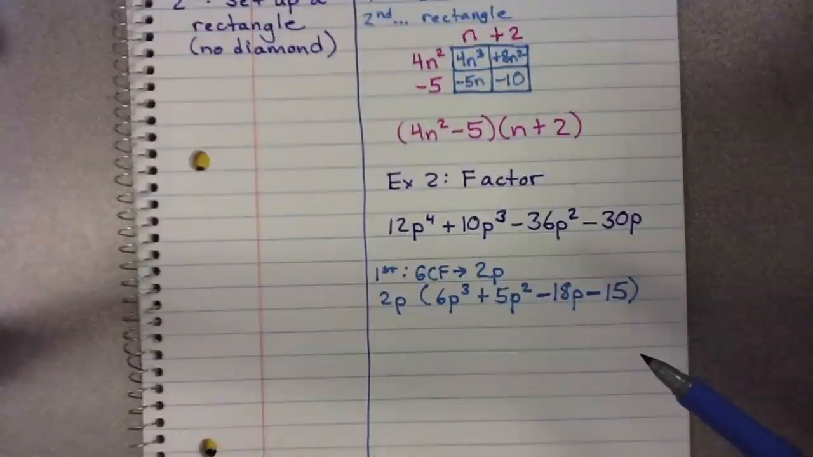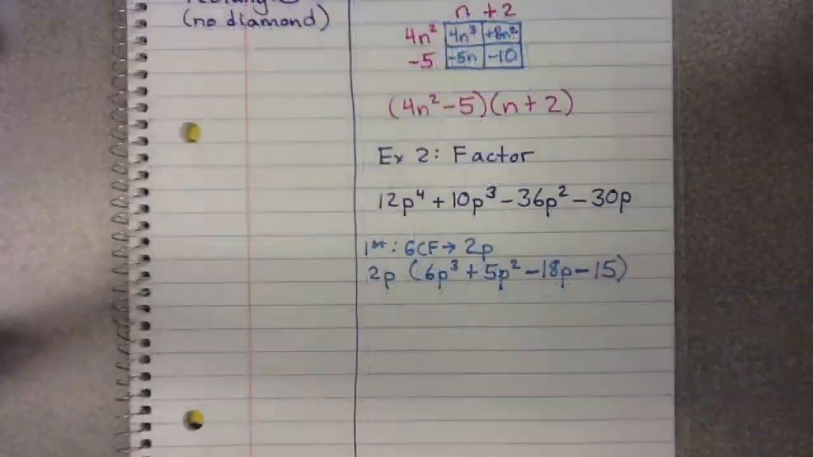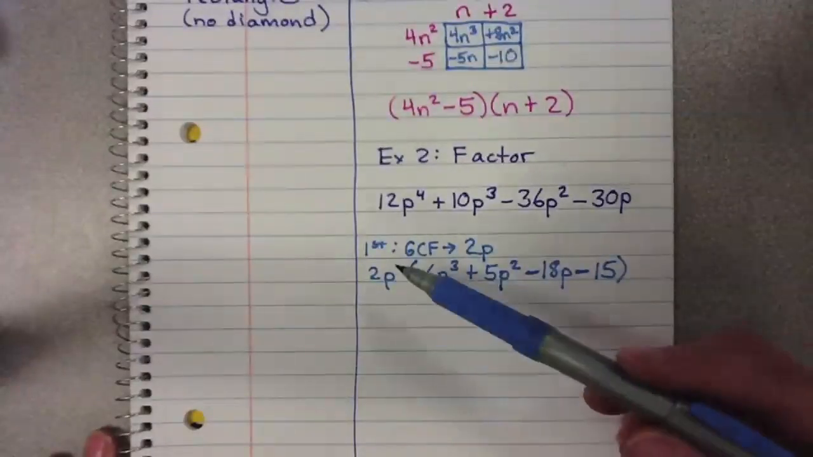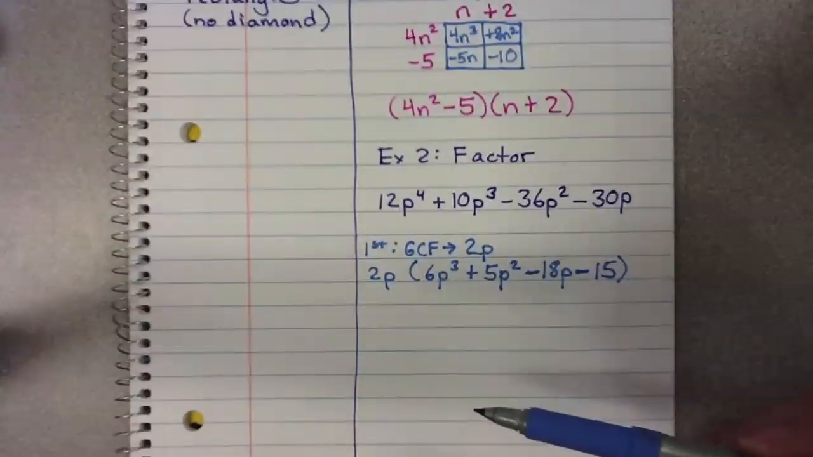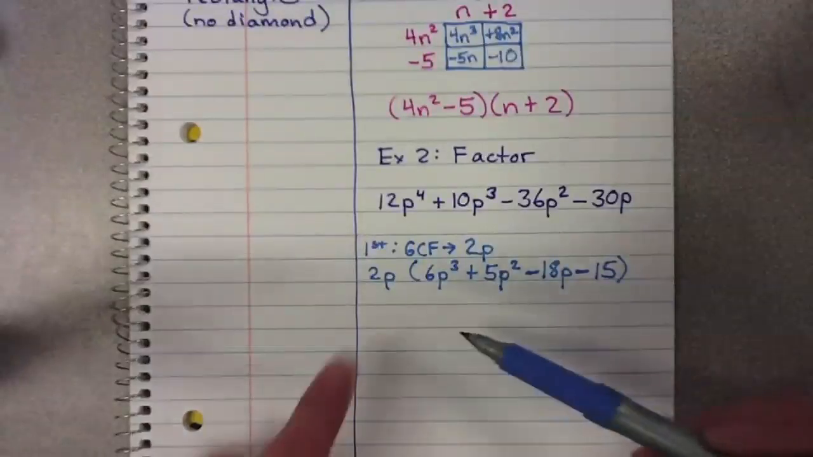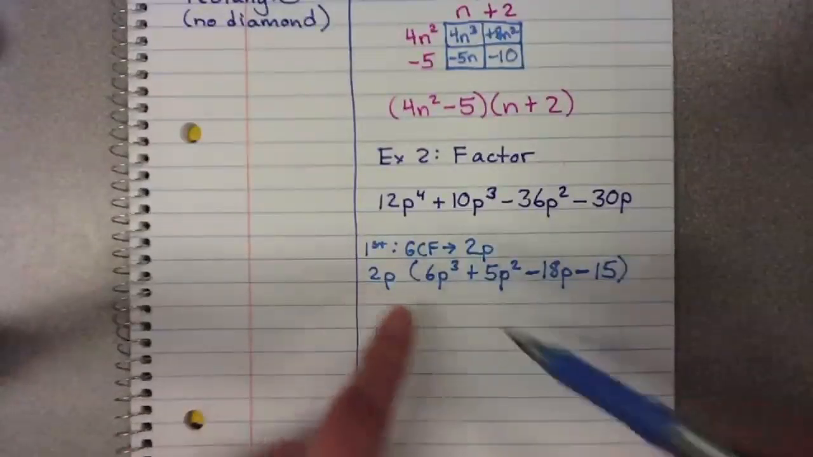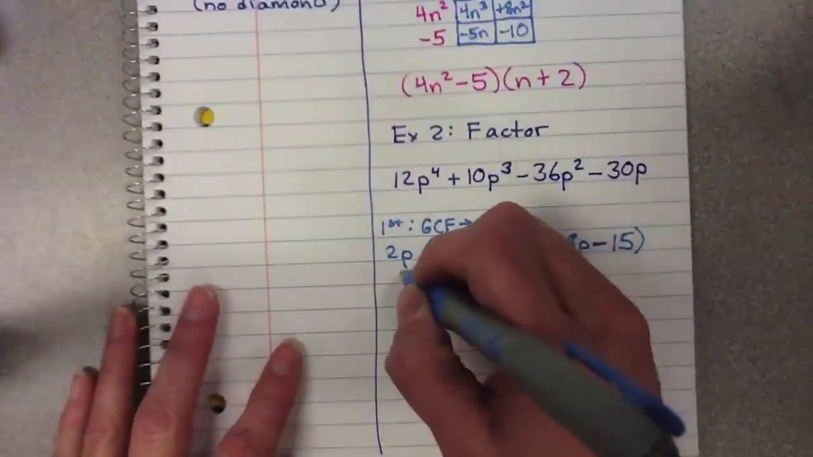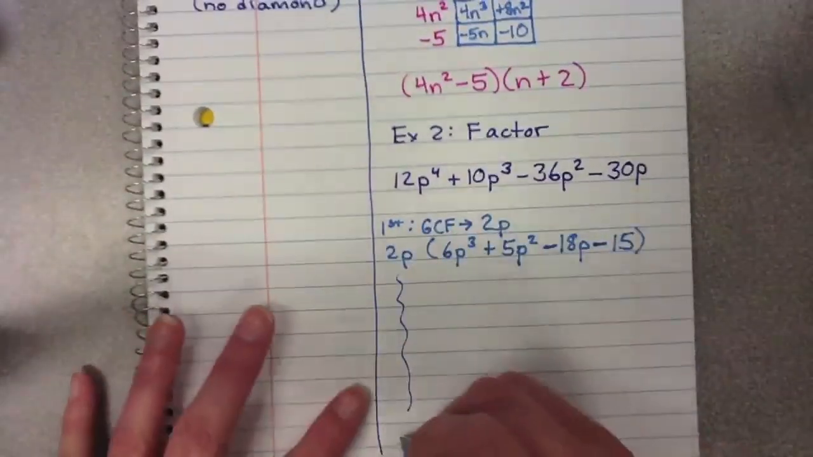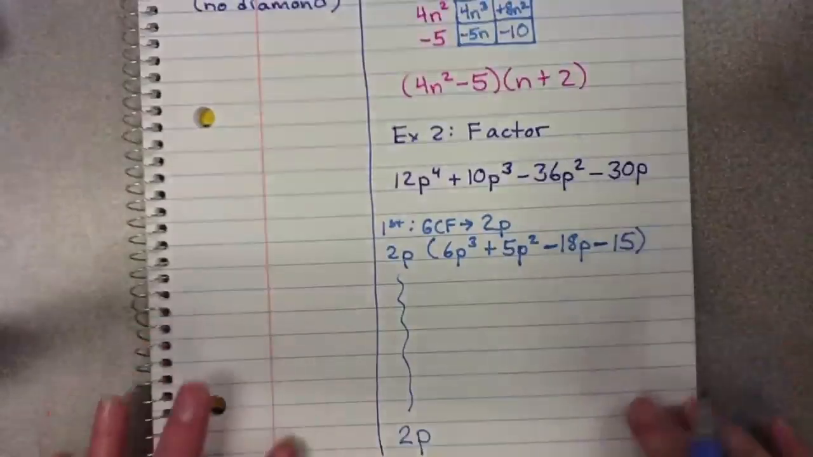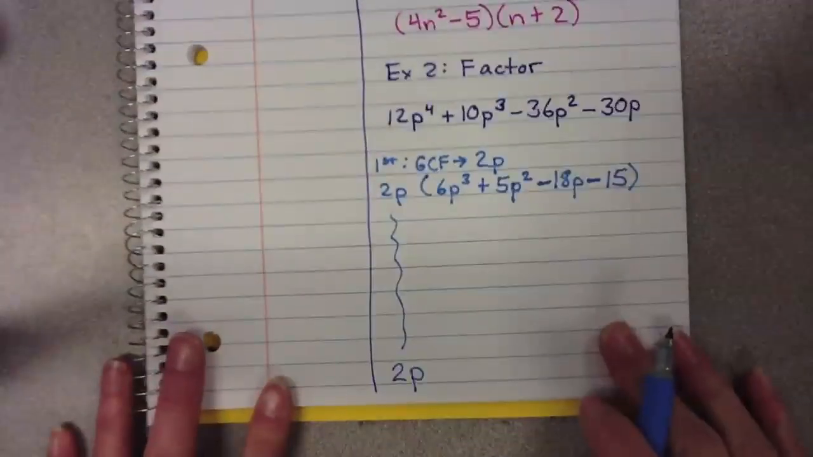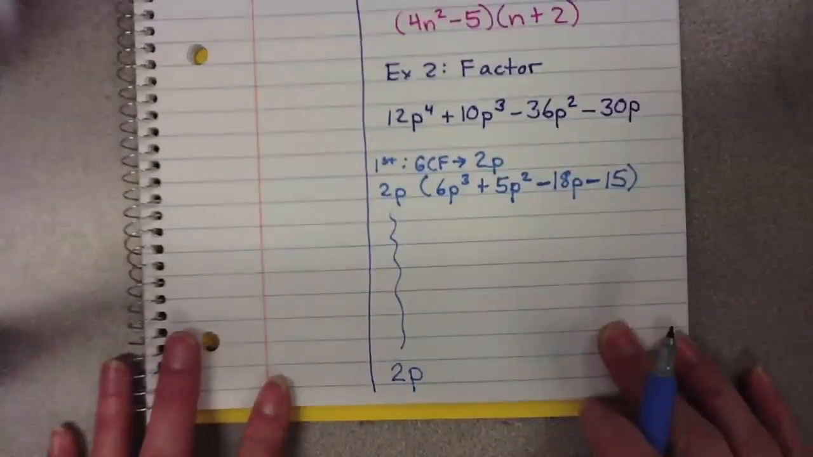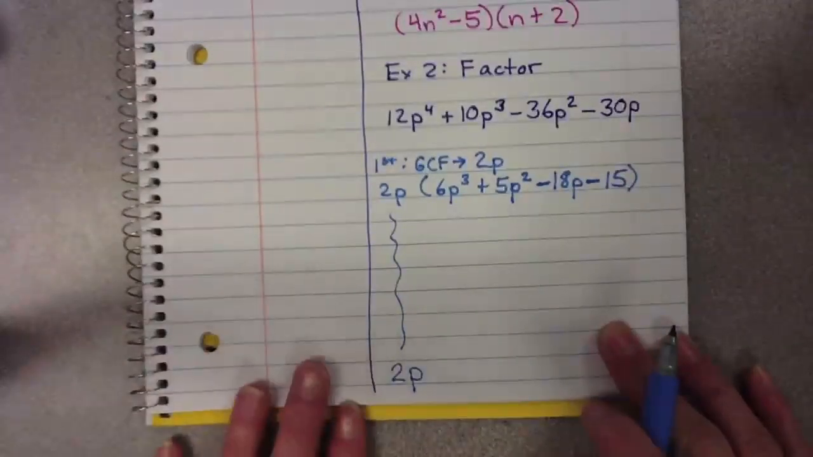So you're always going to check for that last step. Now, this 2p doesn't just go away. It's part of your final answer. So what I tend to do, because I will forget about that 2p by the time I do all the other work, is I take that 2p and put it with my answer right now. So I already have it with my answer there, and that way I'm not going to forget about it later.